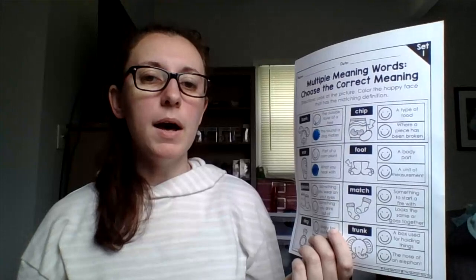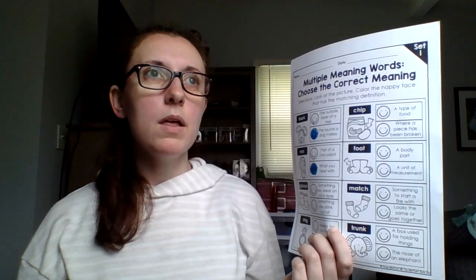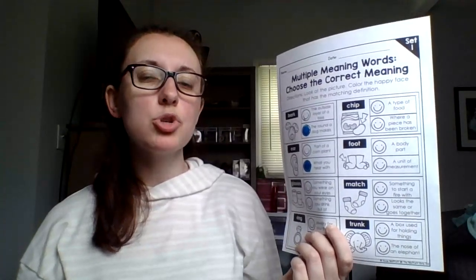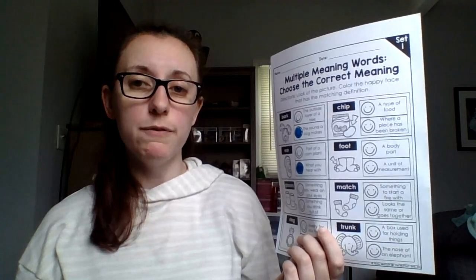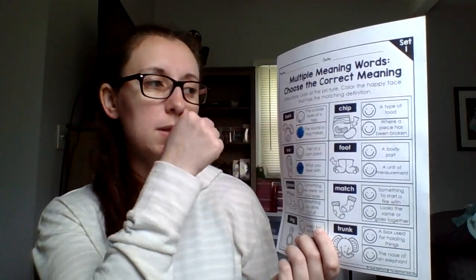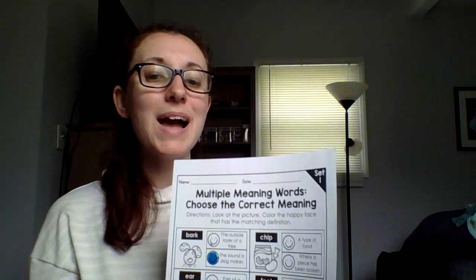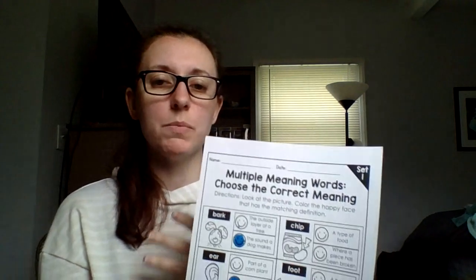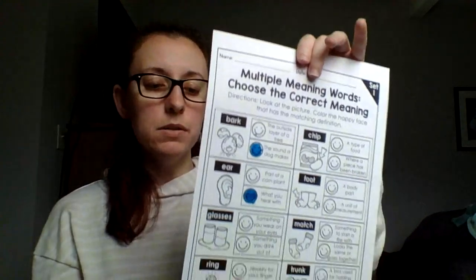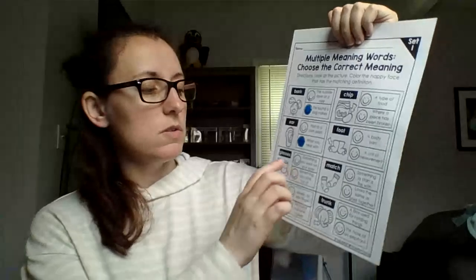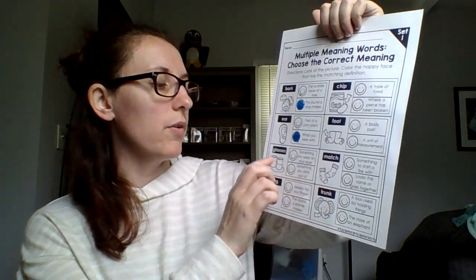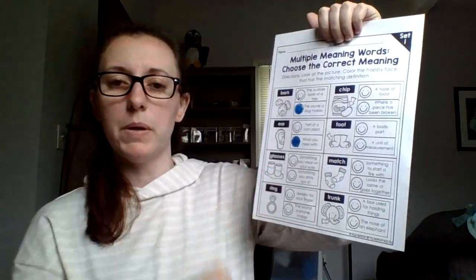Or, the bark on the tree was very rough. So that would be the second definition of bark. And so those would be an extra activity that you can do for extra points. But this is pretty easy. All you have to do is read the sentences and figure out which one matches the picture.